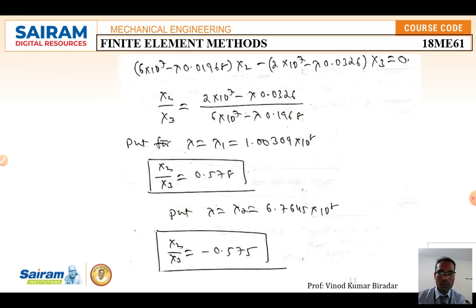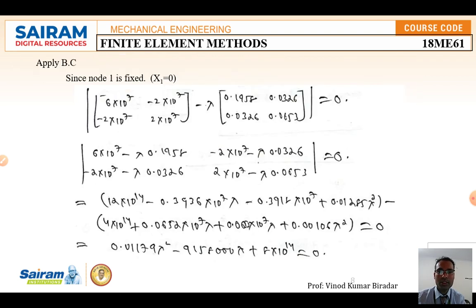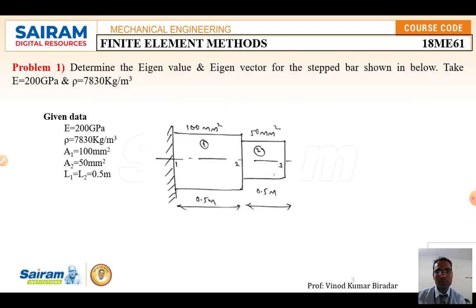Second mode shape is equal to what? We got x2 by x3 is equal to minus 0.57 by 1. This is a bar diagram with node number 1, 2, 3. At node number 1 it is completely fixed, 0. At node number 2, x2 is minus 0.57, so down is positive and up is negative, and at node 3 it is 1. Now you join these points. So this is the second mode shape for the given stepped bar problem. Like this you have to calculate the eigen values and eigen vectors for the given numerical problems. It is very simple, but you have to do the simplification perfectly. I hope you understand this problem.